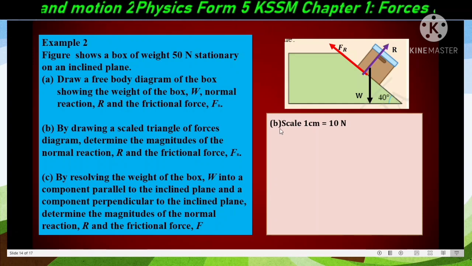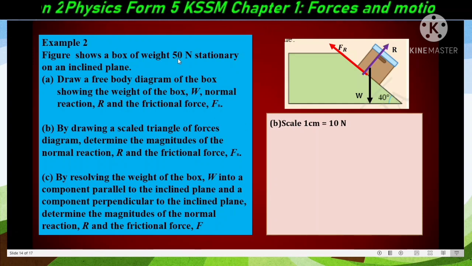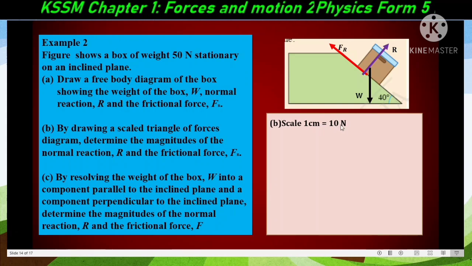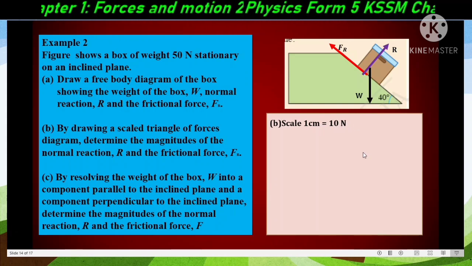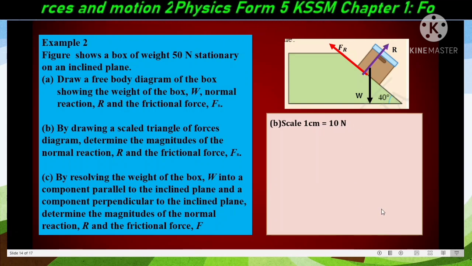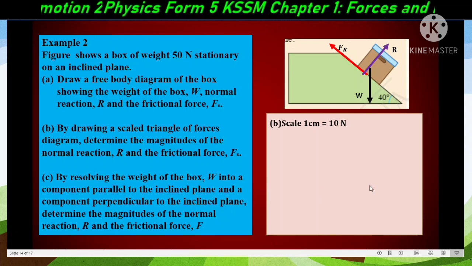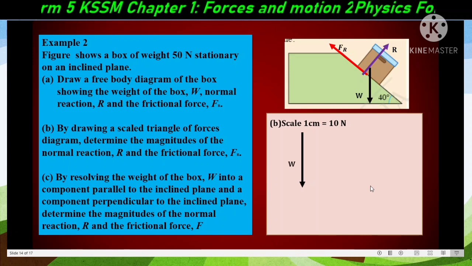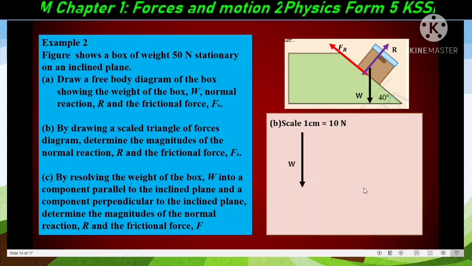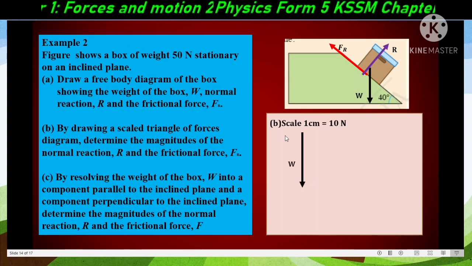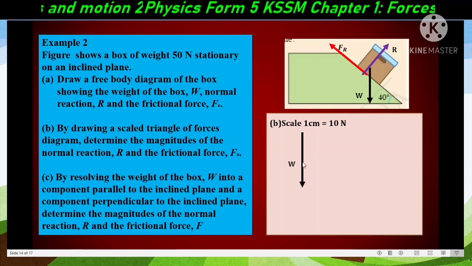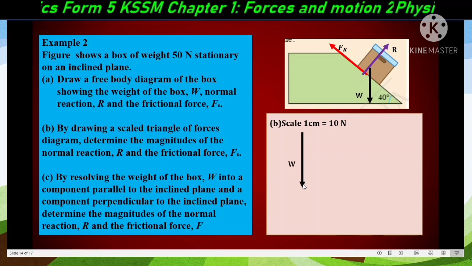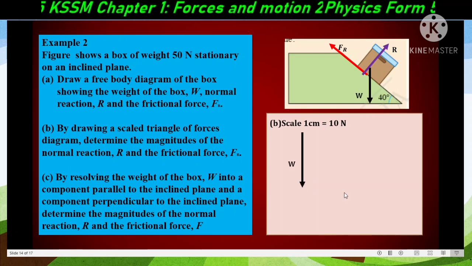Okay, so now set the scale. The value of the weight here is 50 Newton, so I will choose 1 cm equals 10 Newton. Okay, I will start drawing. I choose the vertical one, weight. Weight is 50 Newton, so use a ruler and measure accurately 5 cm. At the end of W, we want to draw the next force.